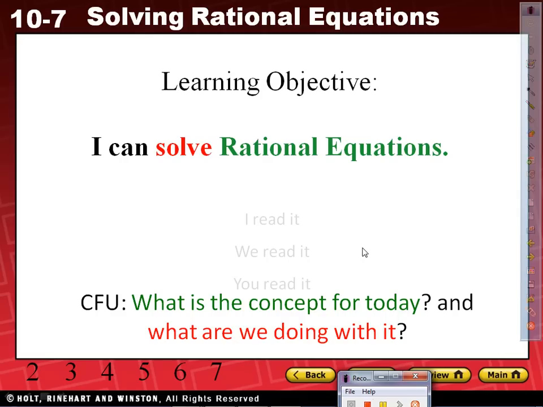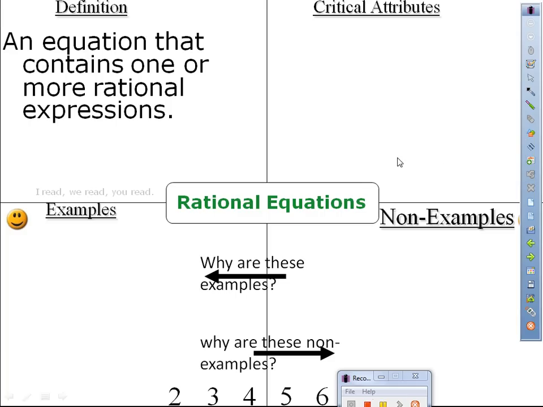So, yes, we already finished rational expressions, right? We had fun simplifying, multiplying, dividing, and then we added and subtracted. Remember those? So, rational equations. We need a Foldable model. It says, a rational equation is an equation that contains one or more rational expressions.